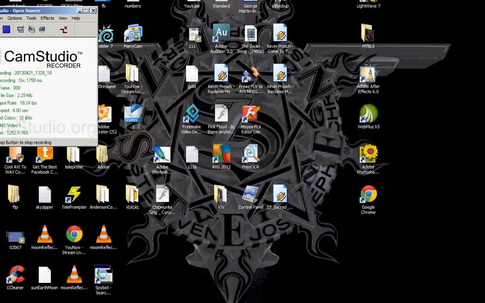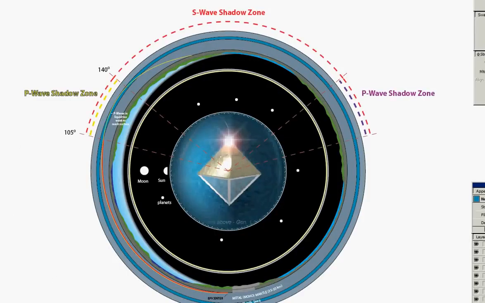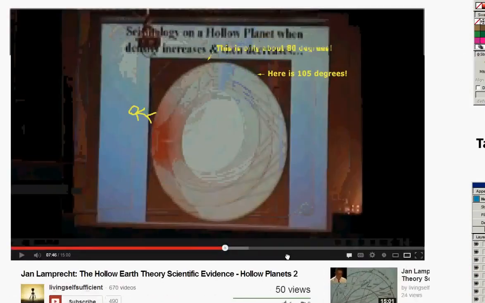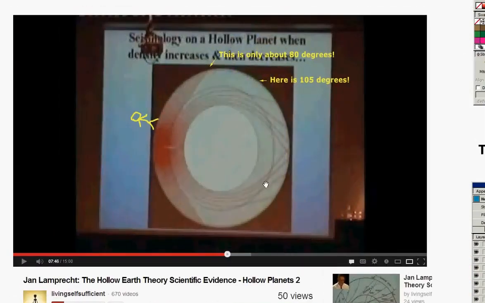Okay, seismic waves within the inverted hollow Earth. Now there's a version by a man named Jan Lamprecht, where he gives his own version of the hollow Earth, how the seismic waves move. Actually, initially they proposed this model. You're looking at the Earth, you're standing on the Earth, which is convex, which they have it.